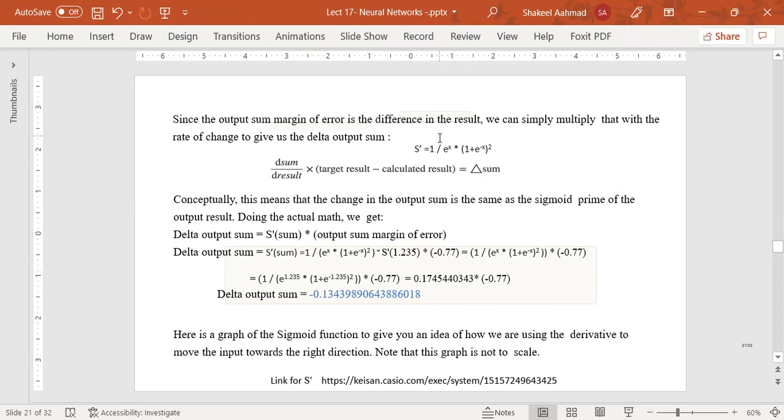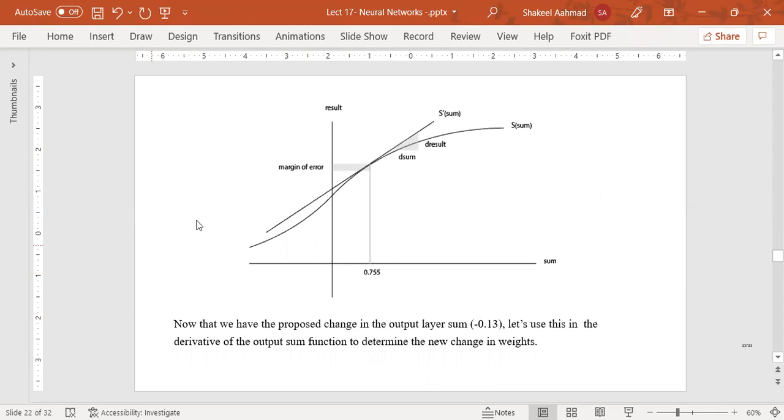We can also calculate this sigmoid prime from this URL. This is the curve we have received, and these are the values: this is the derivative of sum, and this is the derivative of result. This is the required sum, and here we can calculate the difference between the sum and the actual sum. Now we have the proposed change in the output layer sum, which is minus 0.13. Let's use this in the derivative of the output sum function to determine the new change in weights.